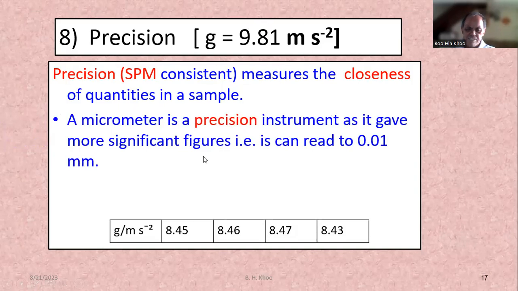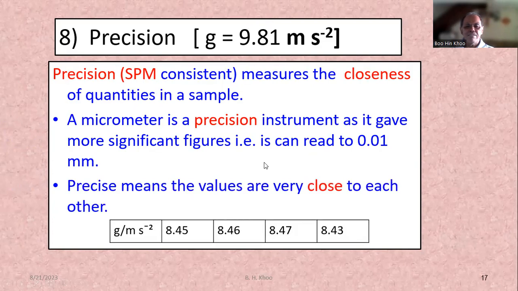A micrometer is a precision instrument because it gives two decimal places. As it gives more significant figures, that is, it can read to 0.01 millimeter. So it's a precise instrument compared to a ruler. Precise means that the values are very close to each other. The readings are very close to each other, like this one. So it's precise.